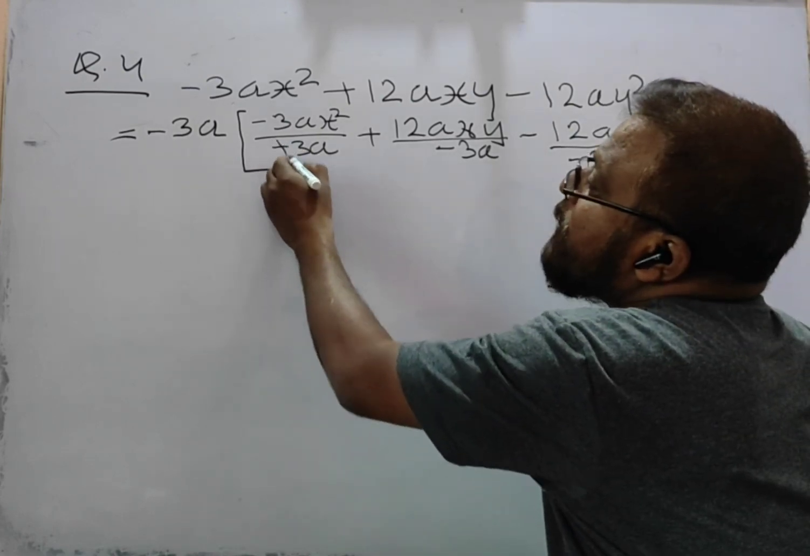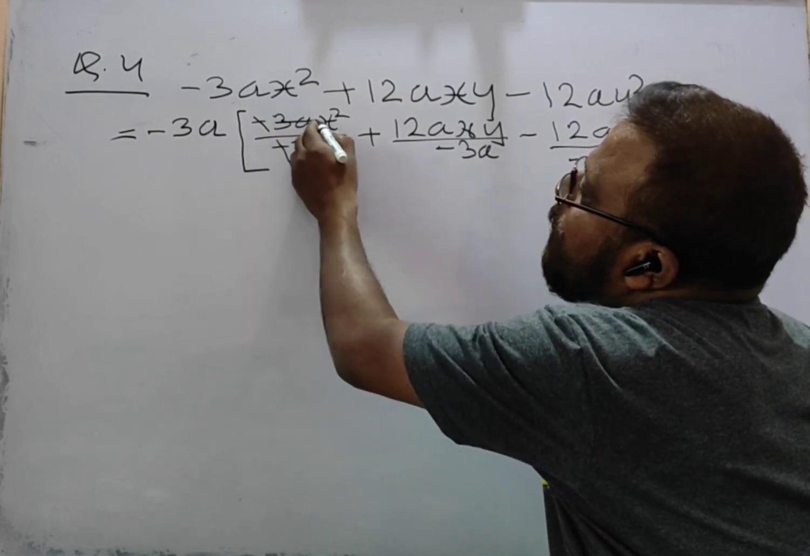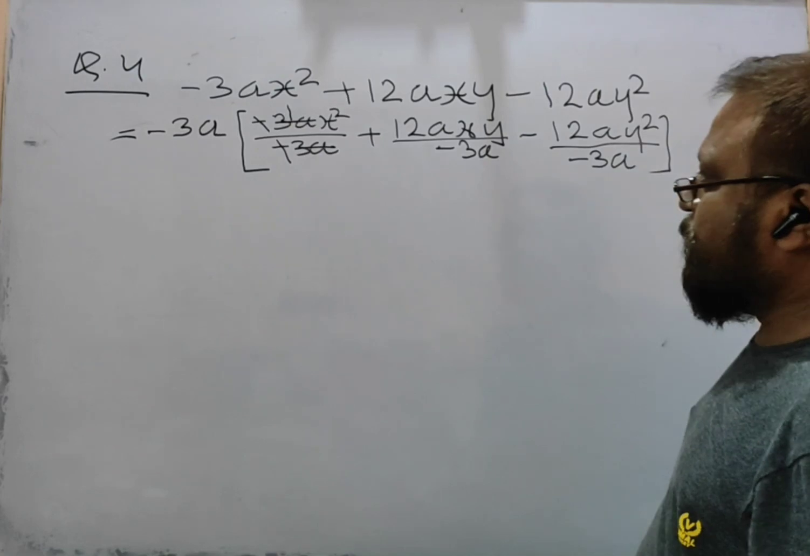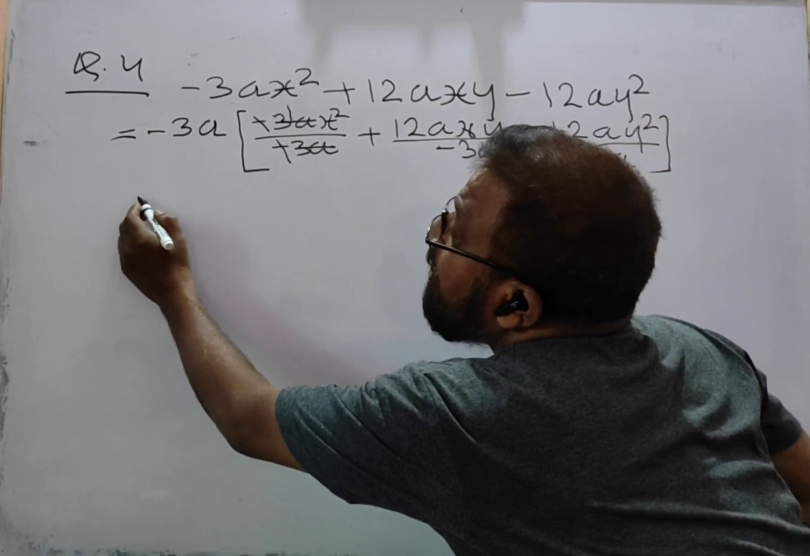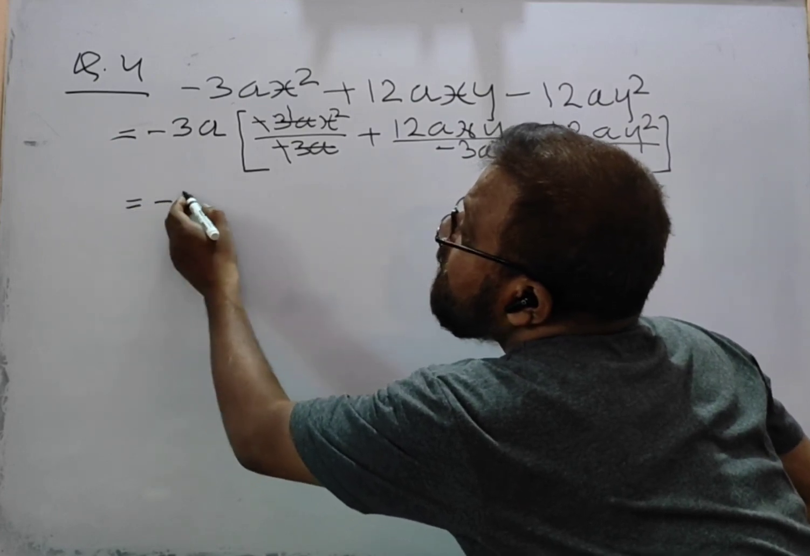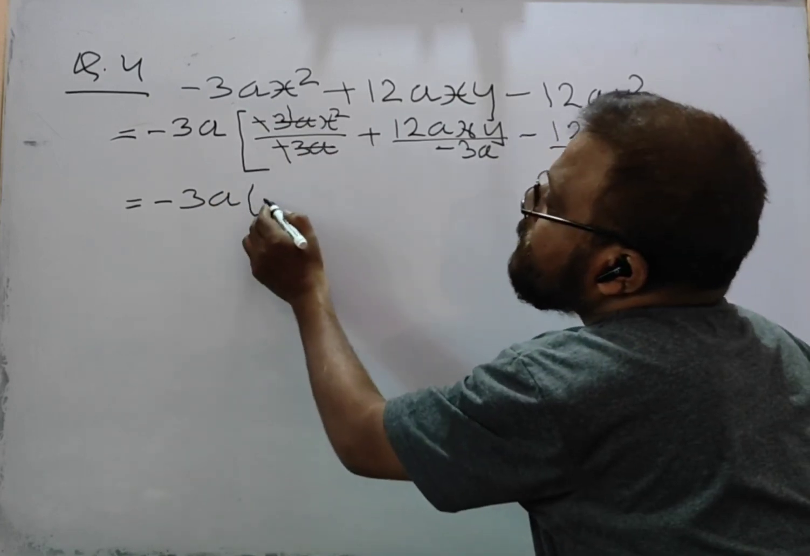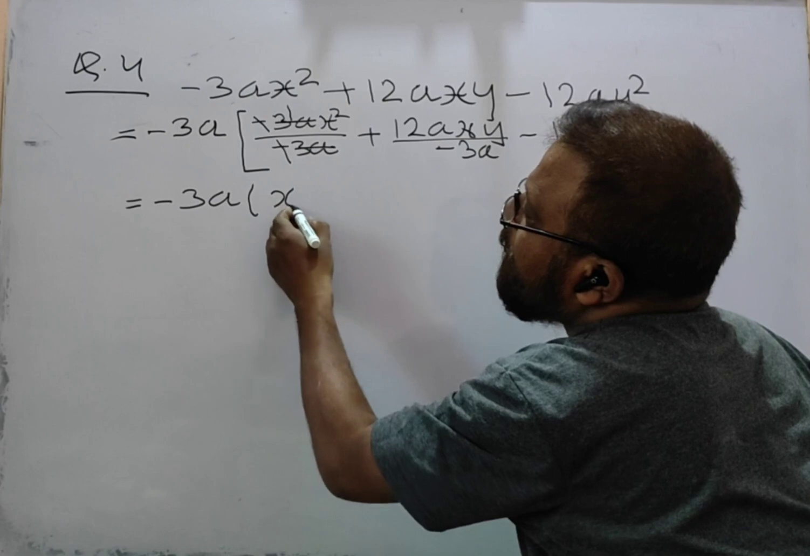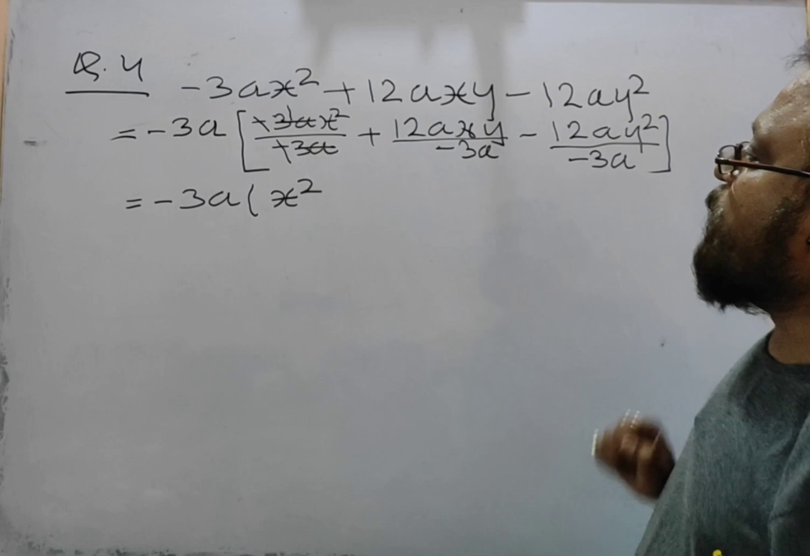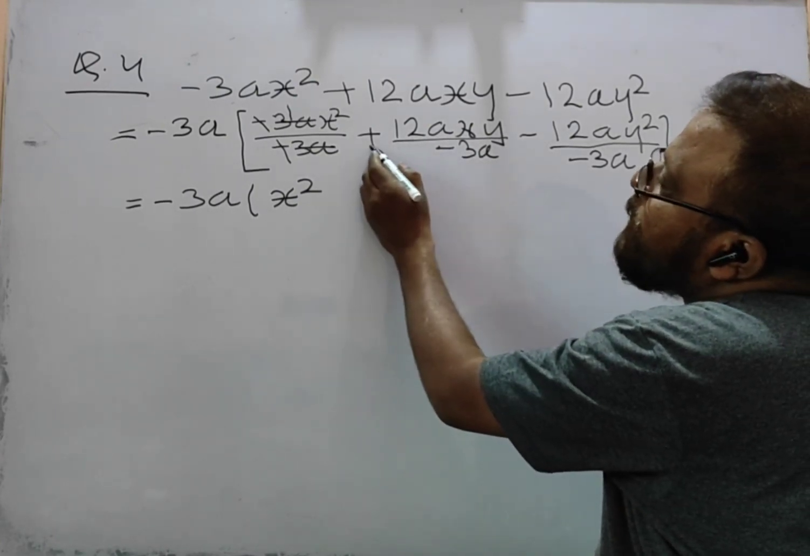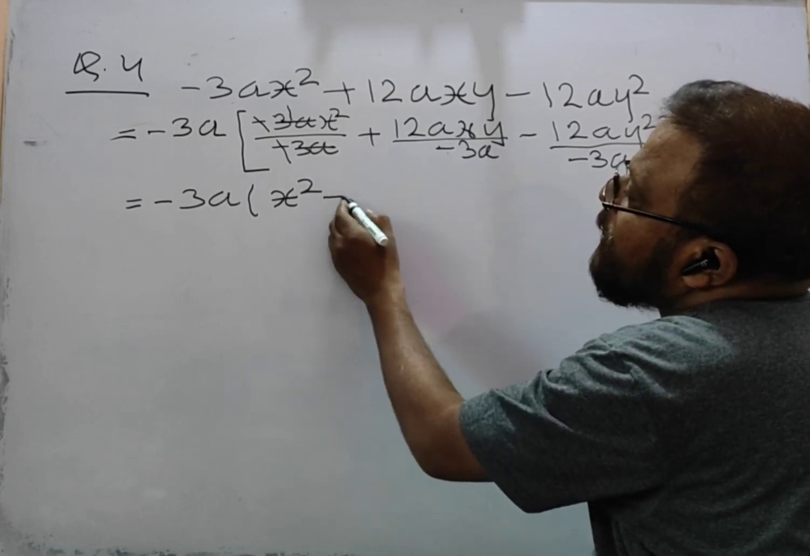This minus minus converts to plus, and this 3a is cancelled out. We get 1, right? And here we write minus 3a bracket, that is x square. 1 we do not write in algebra, so that's why we write only x square. Then this plus minus minus, this plus, this minus plus minus, right? So I write here minus.